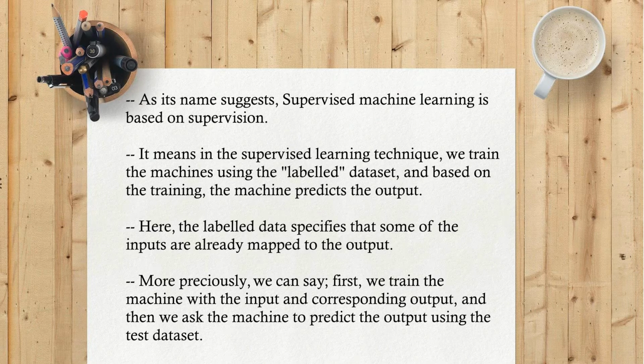Here, the labeled data specifies that some of the inputs are already mapped to the output. More precisely, we can say first, we train the machine with the input and corresponding output, and then we ask the machine to predict the output using the test dataset.